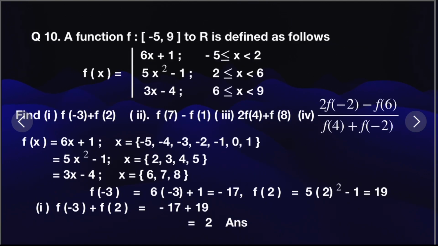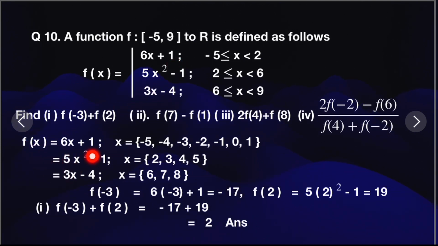Question 10. The function f from [minus 5, 9] to R is defined as follows. So again the similar type of sum, for different values of x you will get different functions. First let's write down. Okay, so if the value of x is in between minus 5 to 2, so for x is equal to minus 5, minus 4, minus 3, minus 2, minus 1, 0, 1, the value of f(x) will be 6x plus 1.